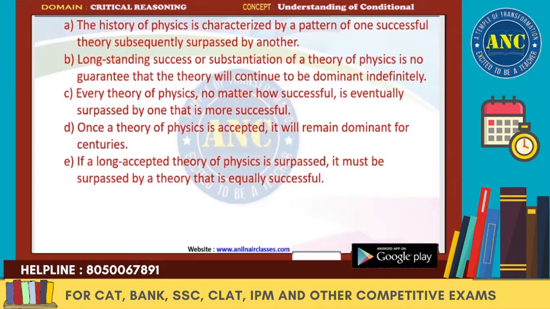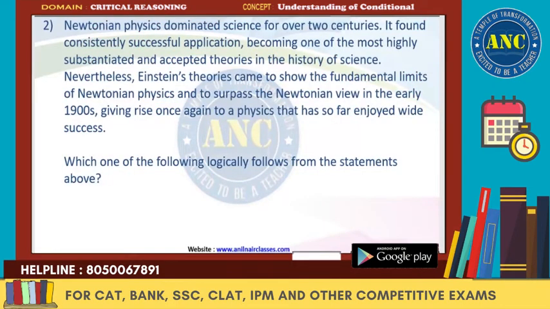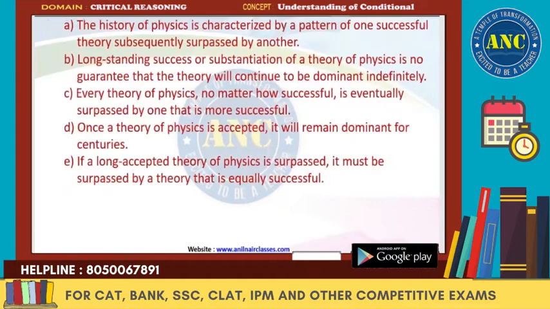Option A. The history of physics is characterized by a pattern of one successful theory subsequently surpassed by another. Now, the two theories cited in the stimulus are not sufficient to form a pattern, which is the basis of the answer choice, right? So hence no.